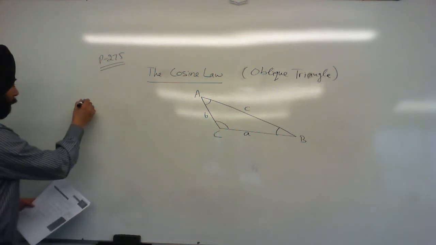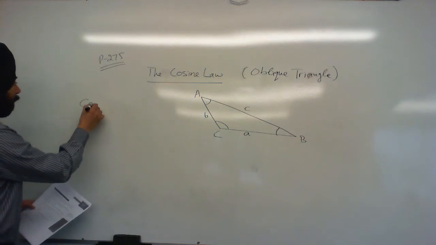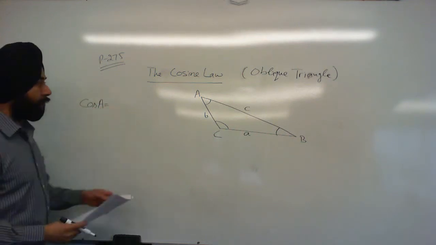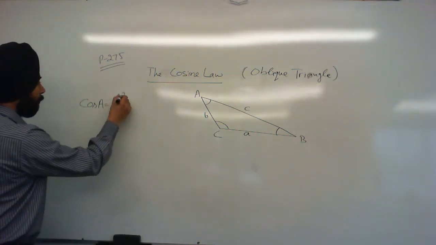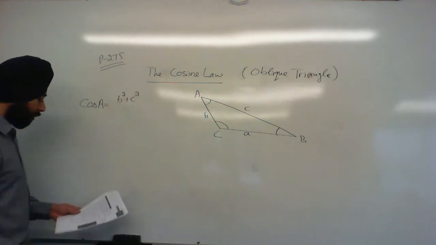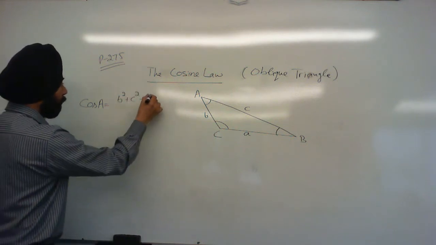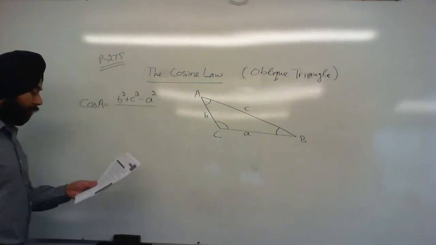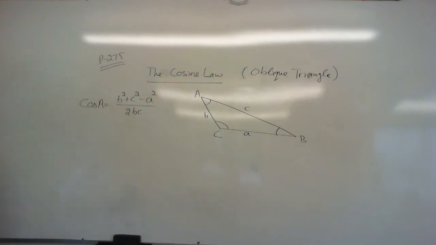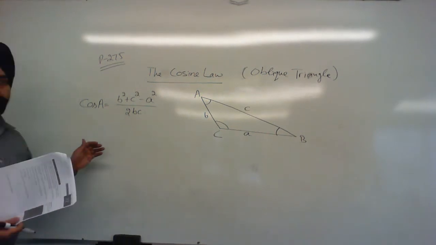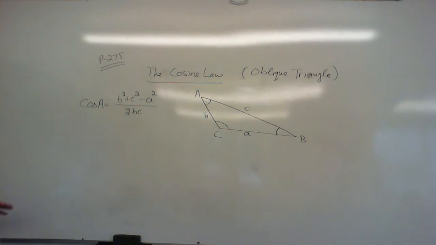You write it as cos of A, cos of this angle, is equal to B square plus C square minus A square divided by 2 times B times C. Well, you will be given a formula sheet. You don't need to remember this law, right? You will get a formula sheet and you will have this law on that. But still you need to know how to use this formula. Okay.